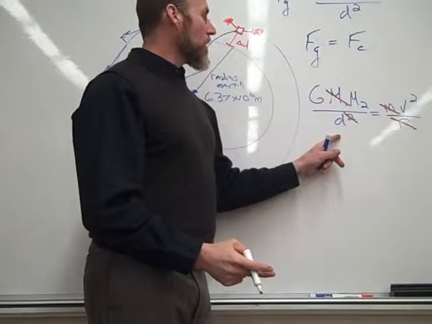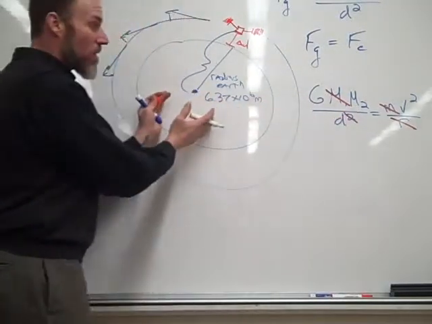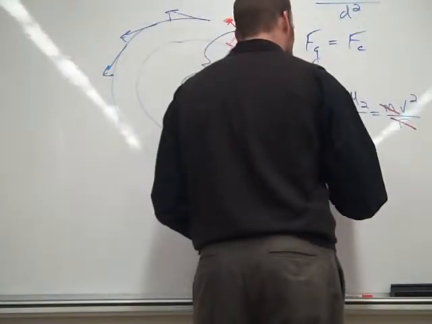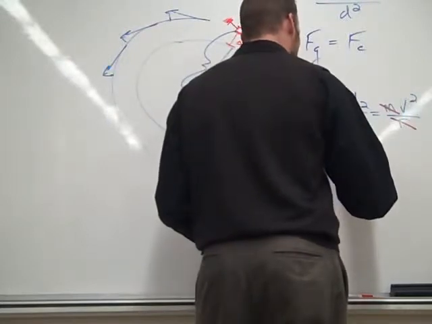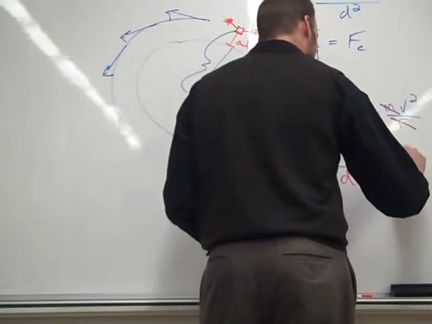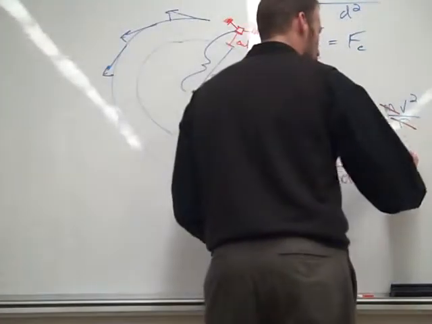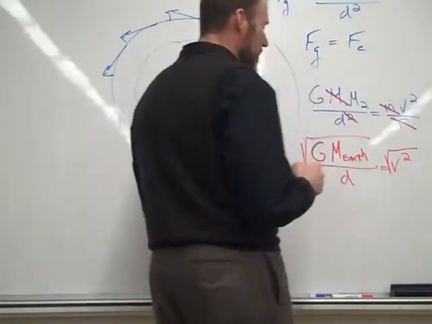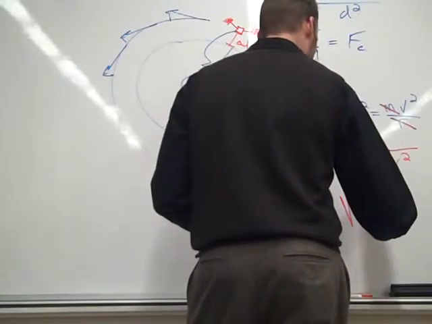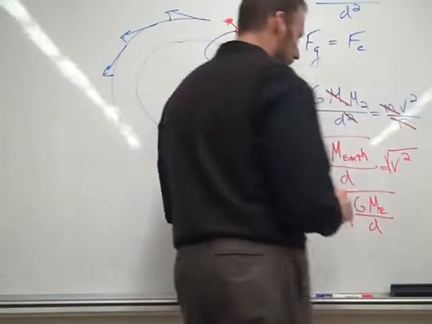And so what I'm ending up with here then is I have big G, I've got this m2. This m2 is the Earth, and then I've got it over the distance. So this cancels out pretty nicely to become big G, mass of the Earth, over the distance equals v squared. At that point, I can take the radical of both sides, and I can end up with a working equation in which v equals the radical of big G m sub e for the Earth over the distance.